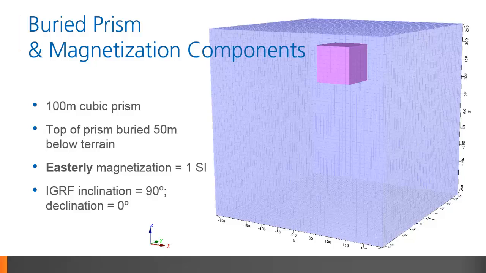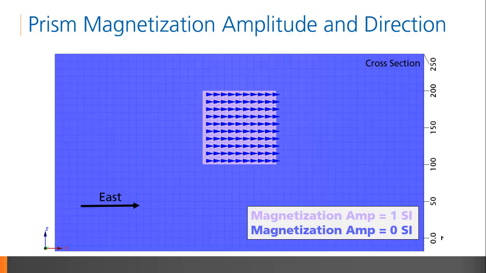Thus, we will consider the inversion of simulated TMI over a buried prism with magnetization vector perpendicular to the Earth field. We first construct the prism and examine its components so that we know what to expect from a reasonable inversion result. In a cross-section of the vector representation of the prism, we see that magnetization is solely in the easterly direction. The amplitude of magnetization within the prism is also shown in pink, and outside of the prism in light blue. Inside the prism, the amplitude is 1 SI, whereas outside, the amplitude is 0.